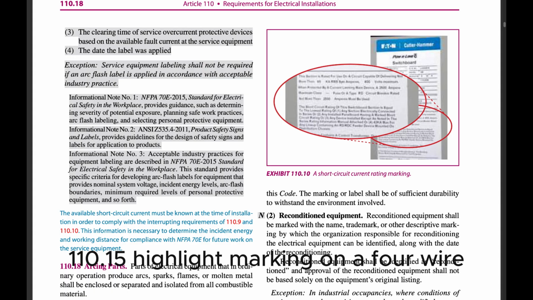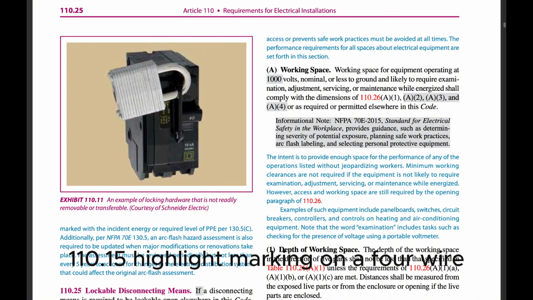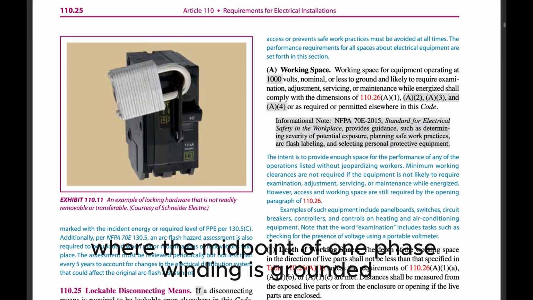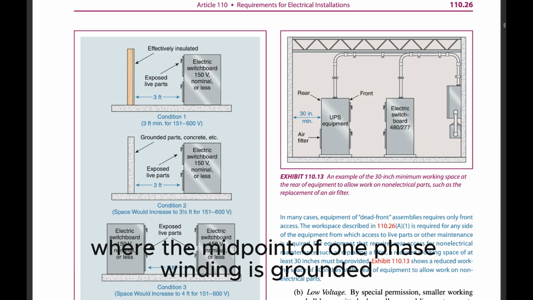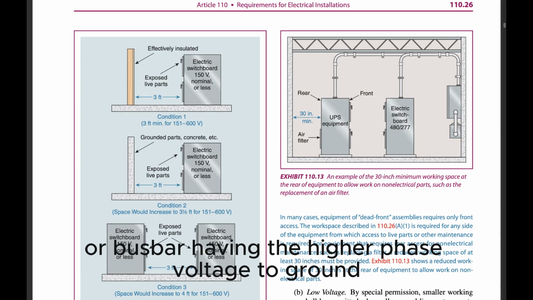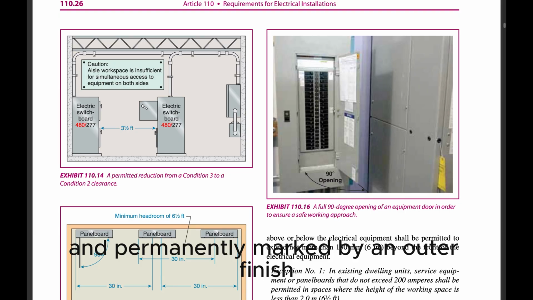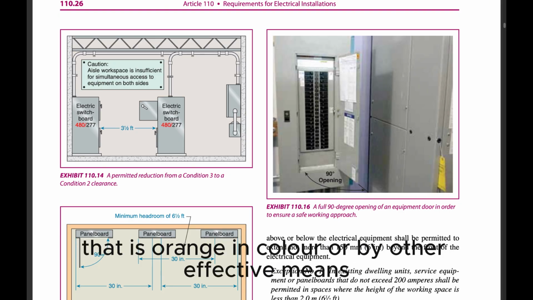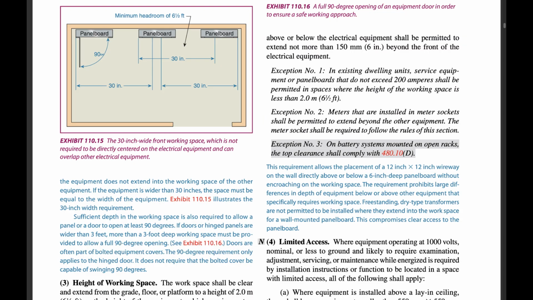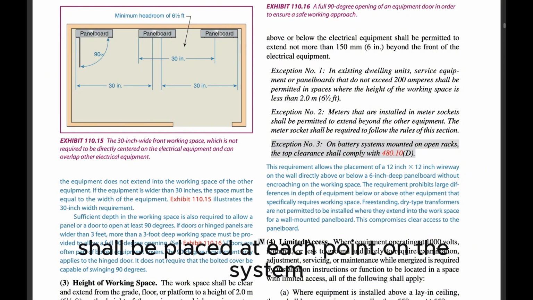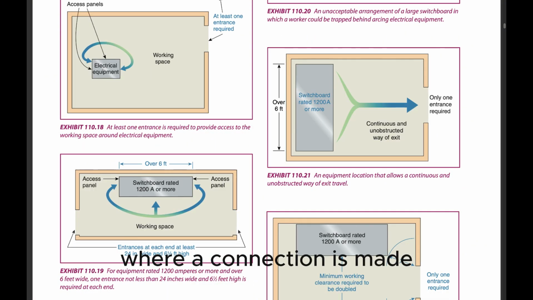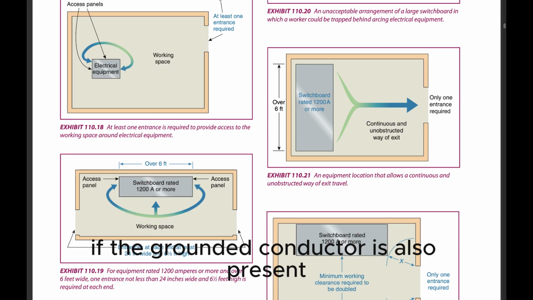110.15 High-leg marking. On a 4-wire, delta-connected system where the midpoint of one phase winding is grounded, only the conductor or busbar having the higher phase voltage to ground shall be durably and permanently marked by an outer finish that is orange in color or by other effective means. Such identification shall be placed at each point on the system where a connection is made if the grounded conductor is also present.